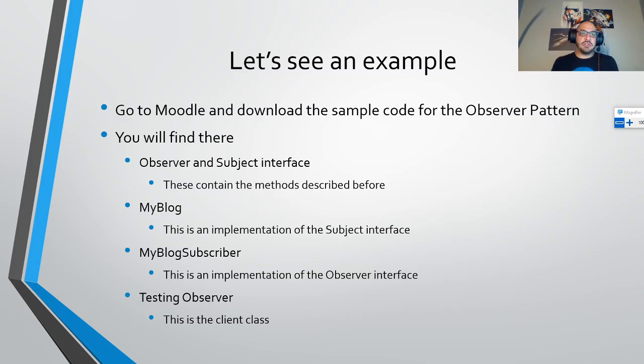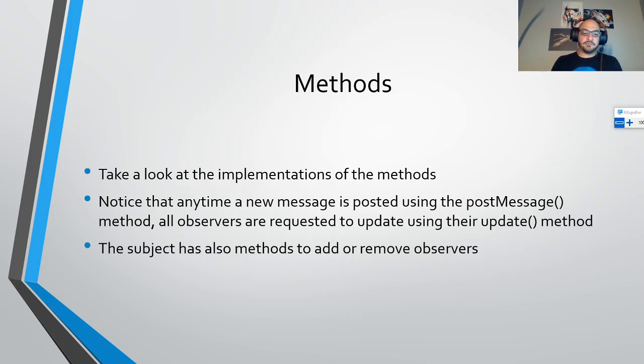Now, when you go to Moodle, you will find the following classes in an Eclipse project. So you will have a class observer and subject. They're actually interfaces, and you will see the methods that the observer has to have and the subject has to have. From the blog point of view, that is going to be the implementation of the subject interface. So my blog is a subject. The blog subscriber class is going to be an implementation of the observer interface. So the blog subscriber is an observer. And you're going to have a testing observer, which is a main method that is going to be the client class that is going to be using these two classes. So let's take a look at this.